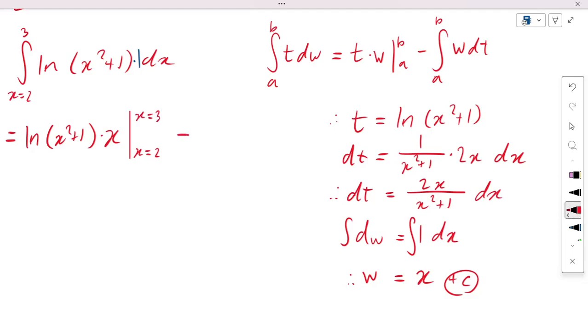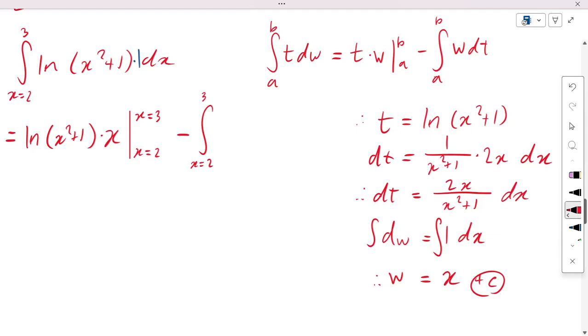And this is minus the integral from x equals 2 until x equals 3 of, let me just move this a little bit more so we have a little bit more space here. So then we can have w, which is x, and then dt, remember we have dt over here is equal to all of this. It's 2x, so it's multiplied by 2x over x squared plus 1 dx. And that's perfect. That's exactly what we want to do over here.